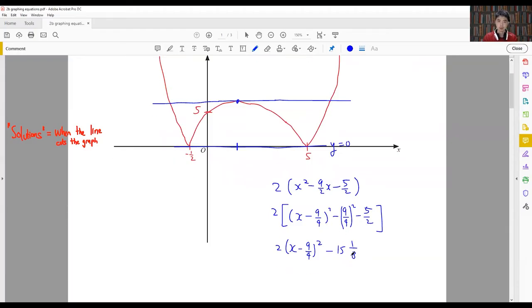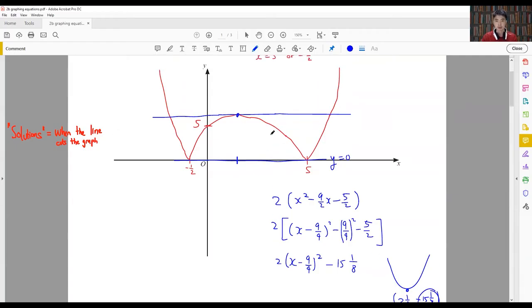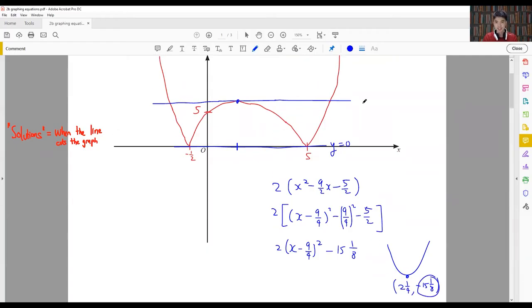Now, this was supposed to be the original quadratic graph's minimum point, where x would have been 9 over 4, or in other words, 2 and 1 over 4, comma, negative 15 and 1 over 8. But since it is the modulus, we can assume that this value has been turned positive. Therefore this line up here would have been when y equals positive 15 and 1 over 8.